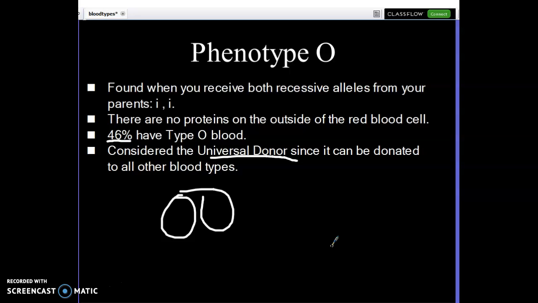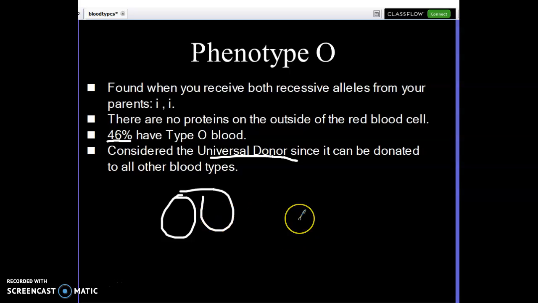So if there was some accident on the road and the EMTs show up and the person is in desperate need of blood, they're not going to take the time to figure out what blood type they have. They're going to give them some O blood that they keep stocked on the ambulances. Then when they get them to the hospital and get them stable, they'll figure out their exact blood type and then start giving them that.